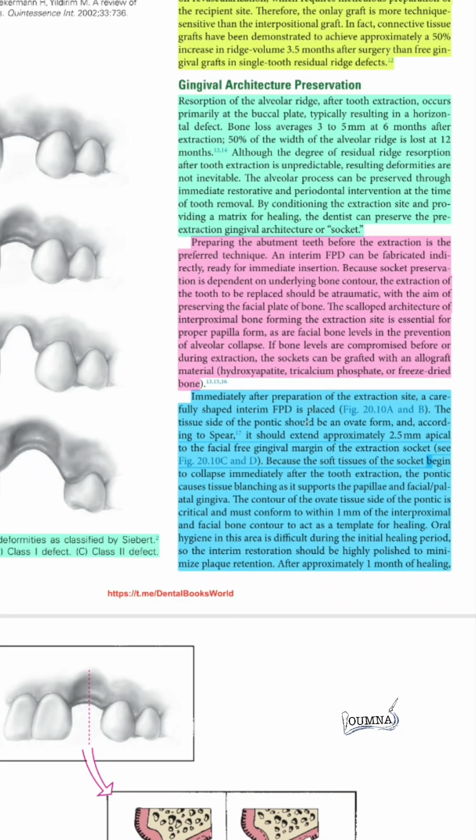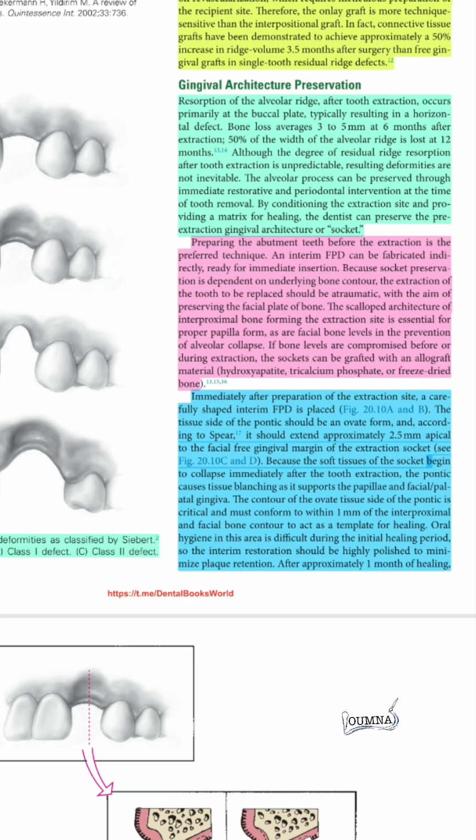After we do extraction, resorption in the alveolar bone occurs. We lose 3 to 5 millimeters at 6 months after the extraction, and we lose 50% of the width of the alveolar ridge in 12 months after extraction. We can preserve this by immediate restorative intervention at the time of tooth removal.